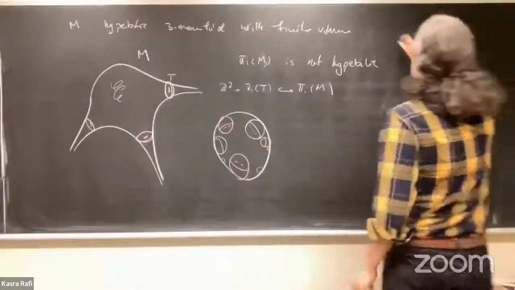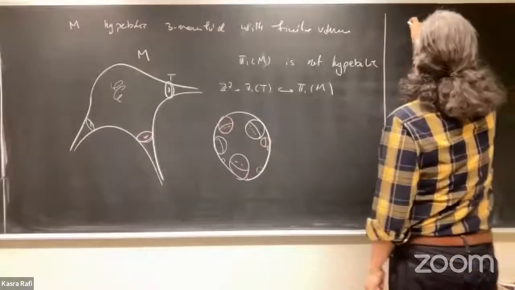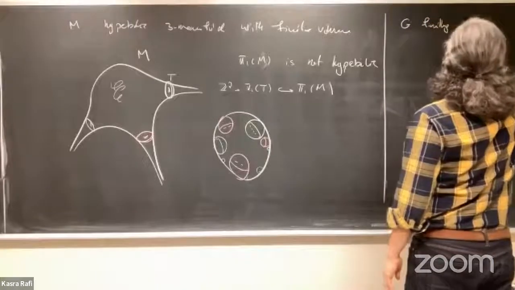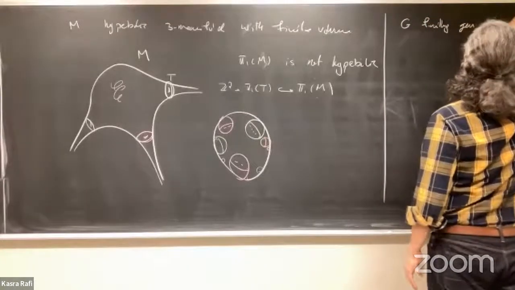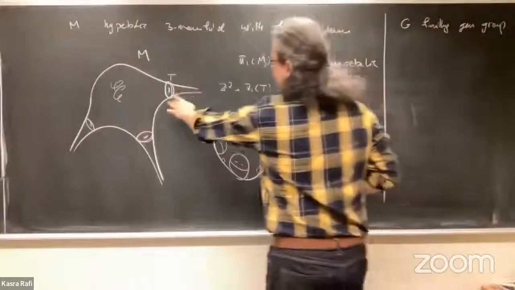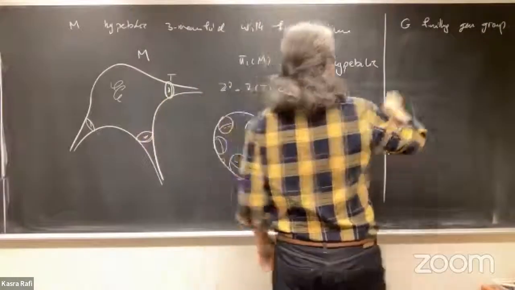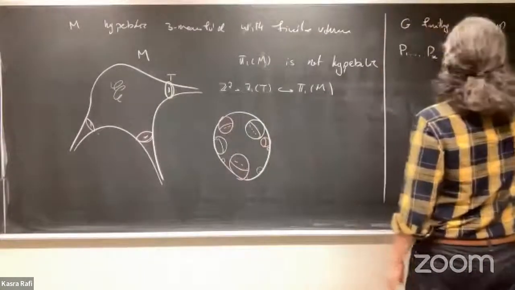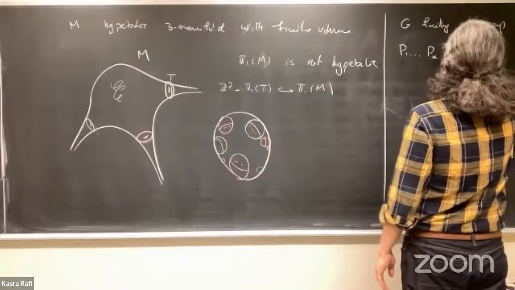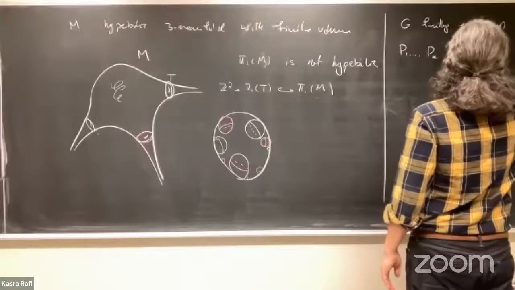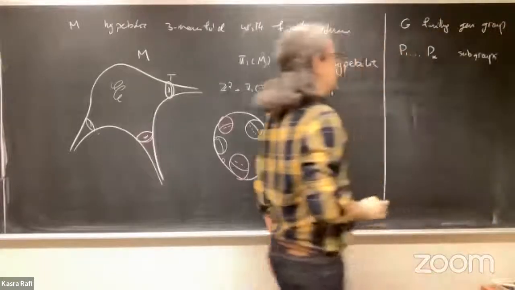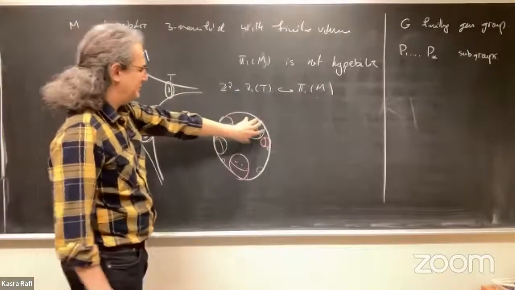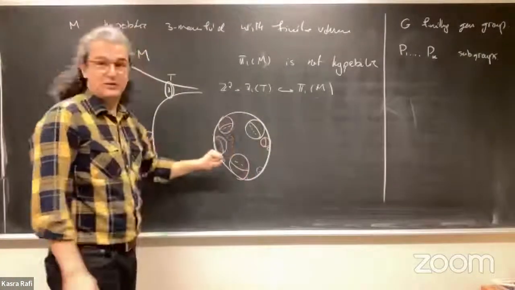So maybe I have some space over here. Let's say G is a finitely generated group. And then you have a bunch of tori, right? So each of them gives you a subgroup. So let's say P1 to PK are some subgroups. We call them the peripheral subgroups, right? And what I want to do is pick this group Pi and all its conjugates, and I want to kill them off.